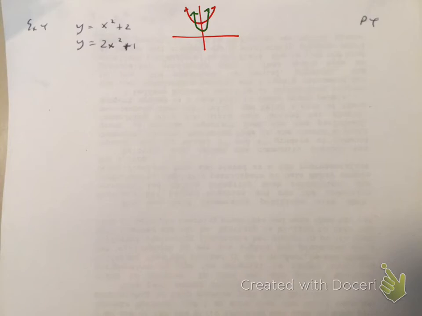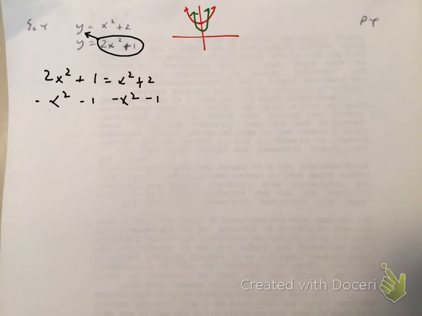So we're going to go ahead and just do a substitution. I'm going to substitute that in place of the y right there. So I have 2x squared plus 1 is equal to x squared plus 2. So I'm going to go ahead and subtract x squared from both sides, and subtract 1 from both sides. So I get x squared is equal to 1.